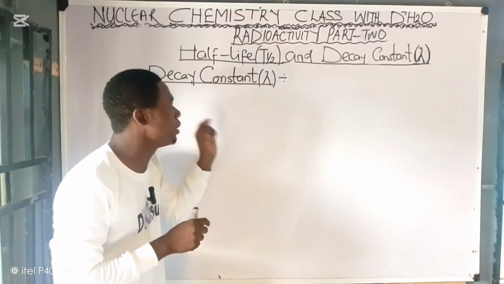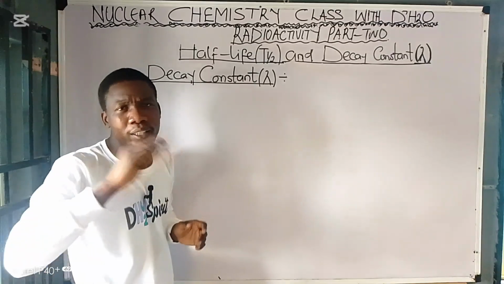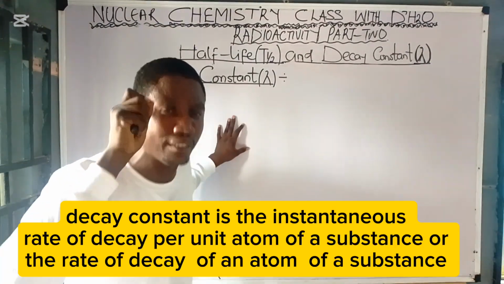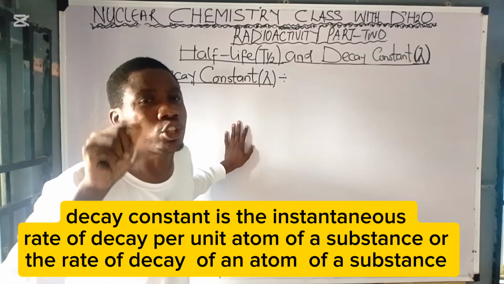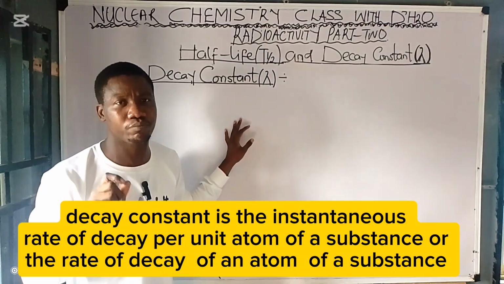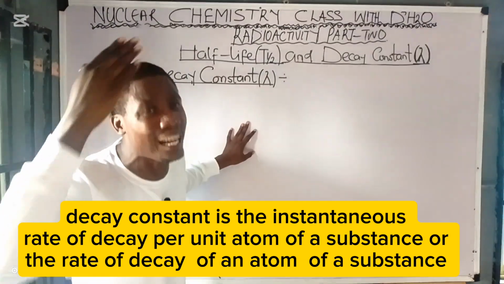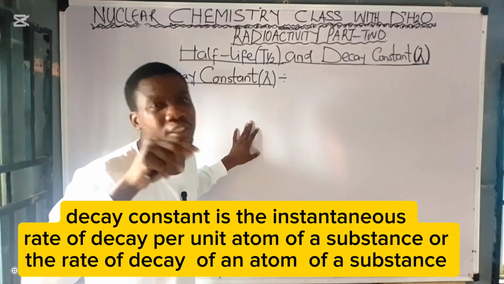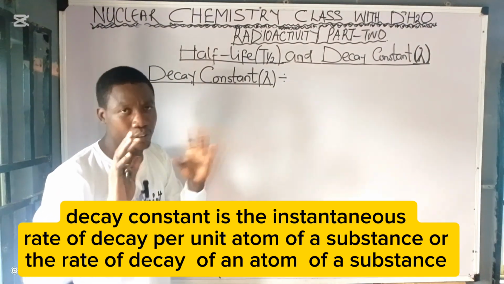Now, let's begin with our decay constant. What is decay constant? Carry your book and your pen. Decay constant is the instantaneous rate of decay per unit atom of a substance, or the rate of decaying of an atom per second. Okay, write it down.